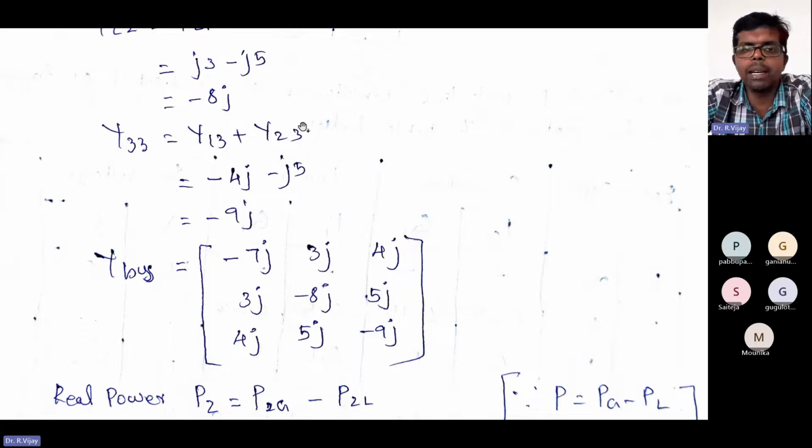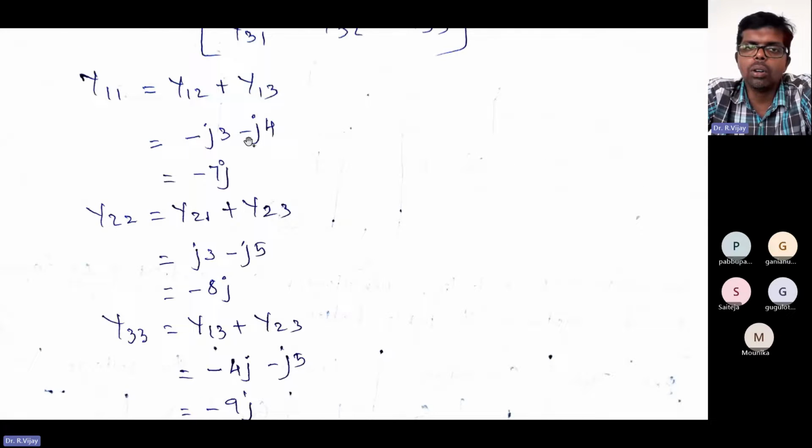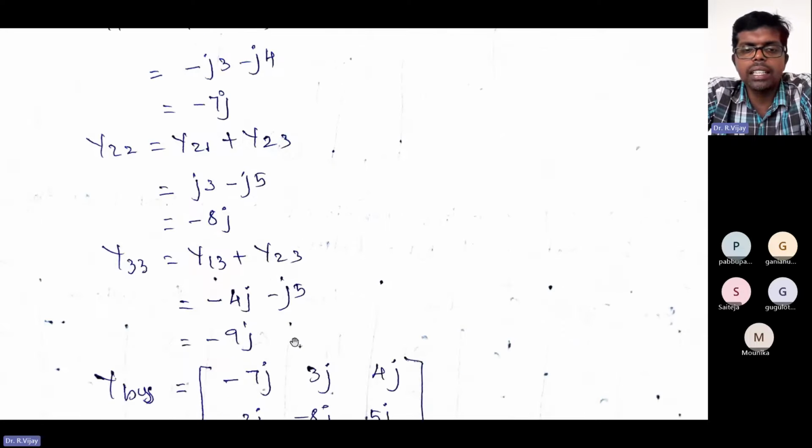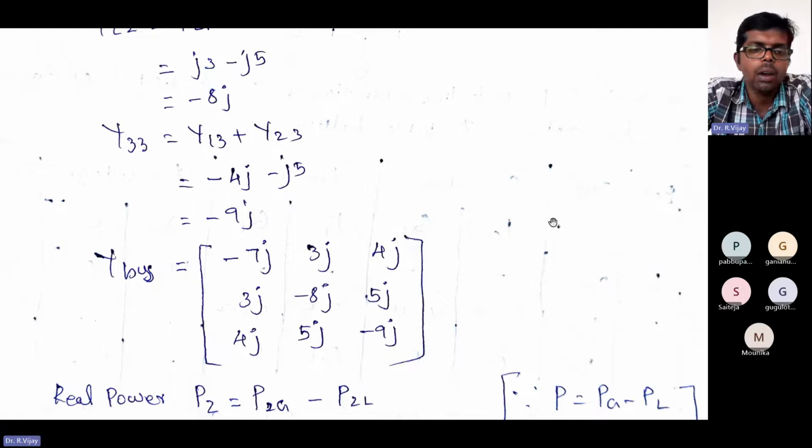Don't take much time. You could skip this step and calculate directly, but don't skip it, because if you miss a minus or plus sign, the entire problem will go wrong. So calculate this quickly and fill in the Ybus matrix. Now we have framed the Ybus matrix.